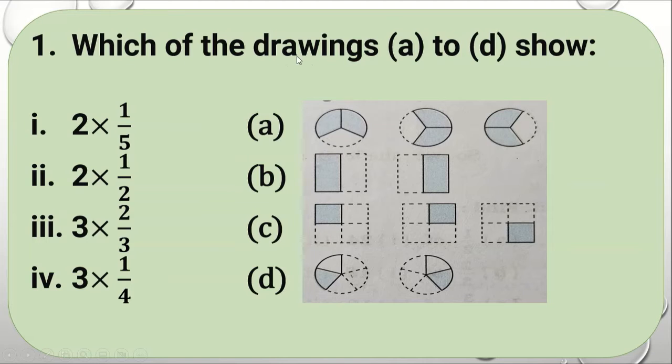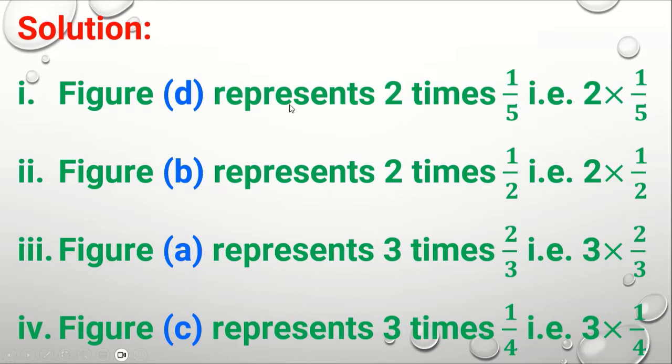Which of the drawings A to D show 2 and 1 by 5, 2 and 1 by 2, 3 and 2 by 3, 3 and 1 by 4? Now see which drawing is shown here. Figure D represents 2 times 1 by 5, that is 2 and 1 by 5. Figure B represents 2 times 1 by 2, that is 2 and 1 by 2. Figure A represents 3 times 2 by 3, that is 3 and 2 by 3. Figure C represents 3 times 1 by 4, that is 3 and 1 by 4.